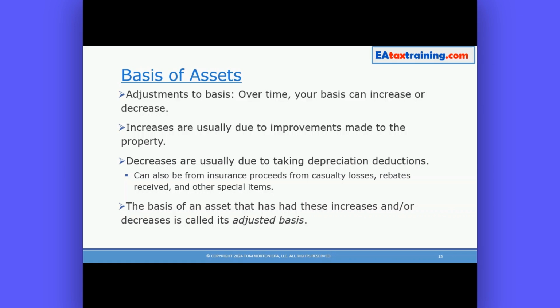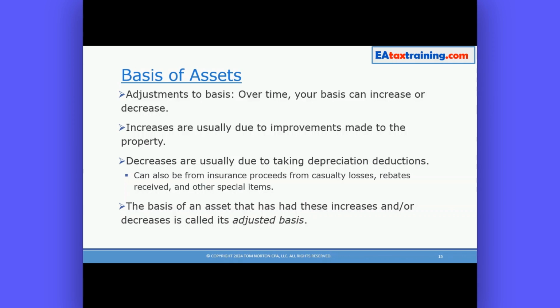Of course, if you then go ahead and make whatever the repairs are, then that would again increase the basis because now you're spending money on it. So it could be a wash. You get the insurance proceeds, that decreases the basis, you make the repairs, that increases the basis, and you end up right back at or near where you were before.